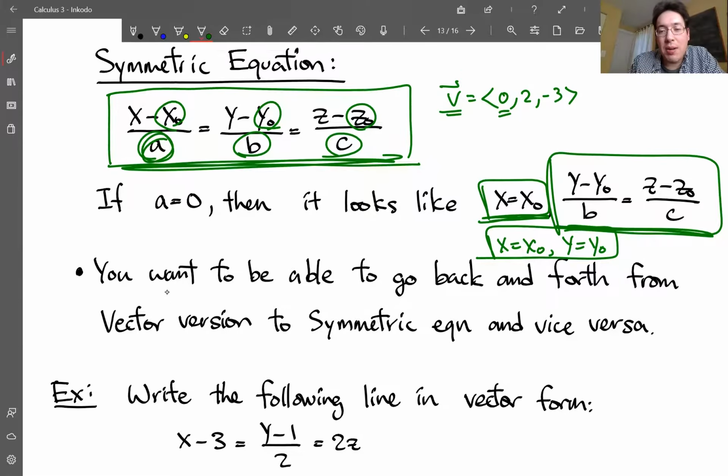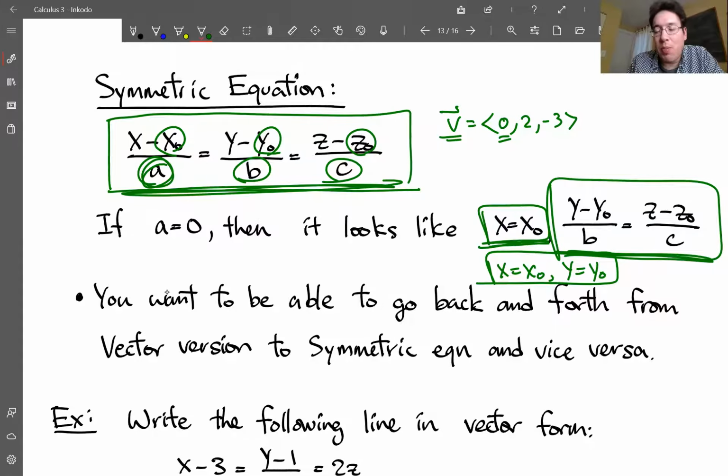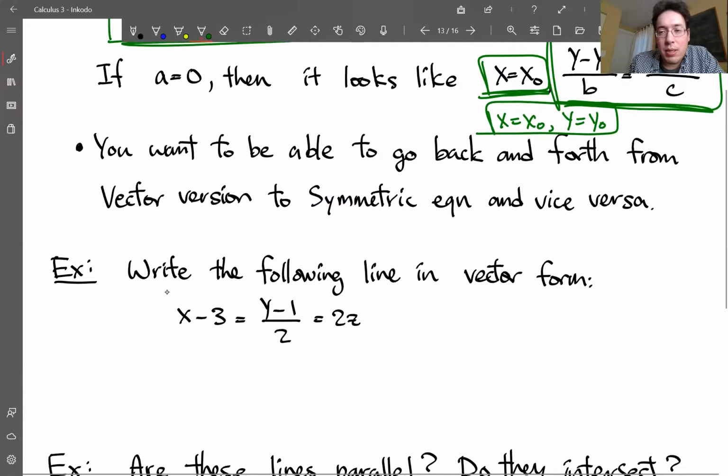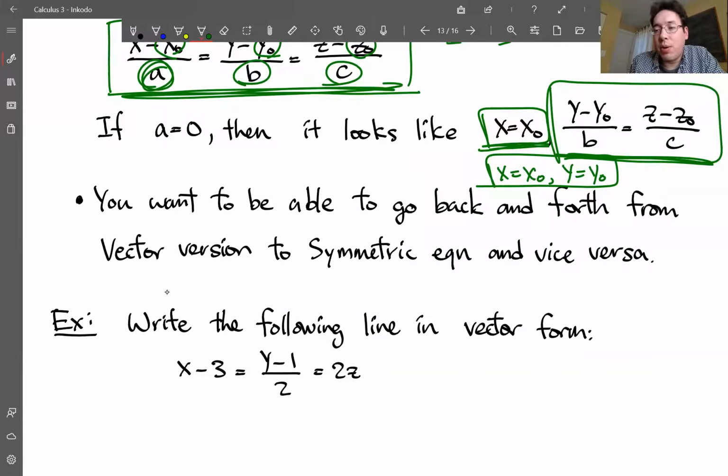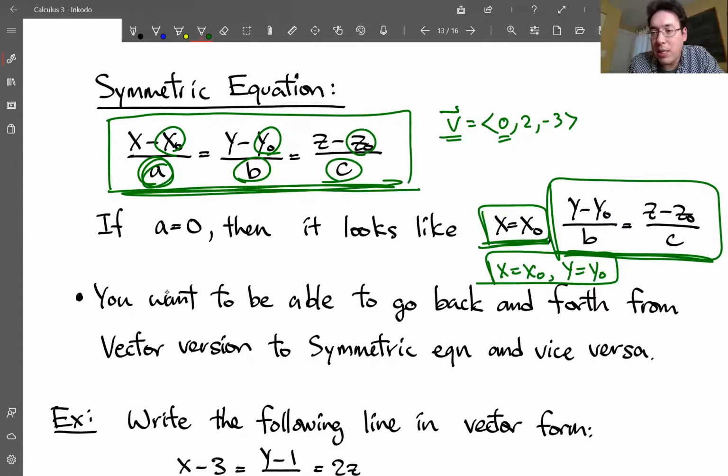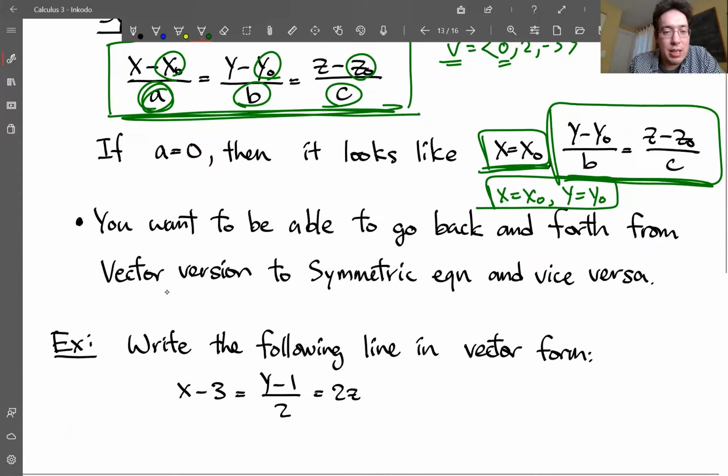All right. So I want you to be able to go back and forth between these two forms. Sometimes to solve certain problems, it's easier to have it in the parametric form or the vector form, and on some problems, it's easier to have it in symmetric equation form. So I want you to be able to go back and forth. Okay, so let's practice this. I already told you how to go from the parametric version to the symmetric equation: solve for the parameter t and set them equal to each other. So that's how to do that one.